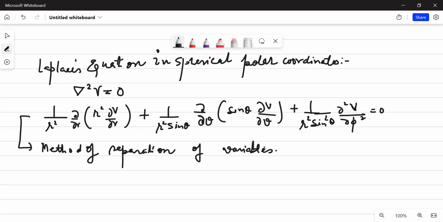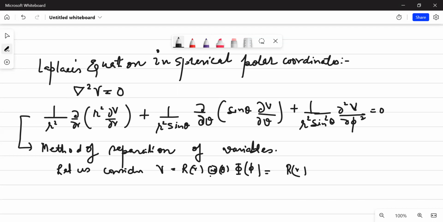In this way, let us first consider that my V can be written as some function of r, some function of theta, and some function of phi. Okay, so we are going to employ the method of separation of variables. Let us use some simple symbols, otherwise this will be difficult for me to draw: P of theta, and f of phi. Let us take some easier notation, otherwise things will become difficult as I go along.